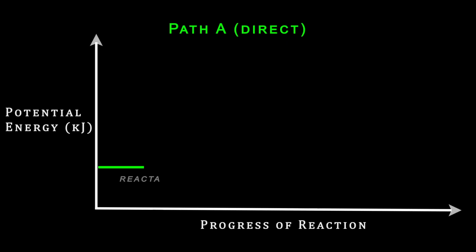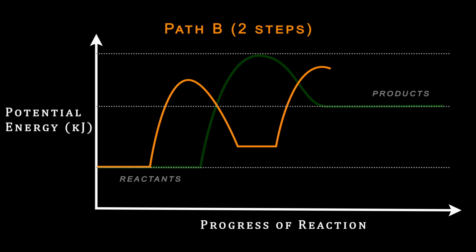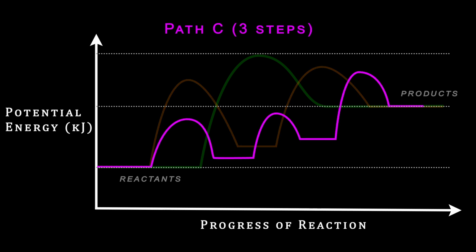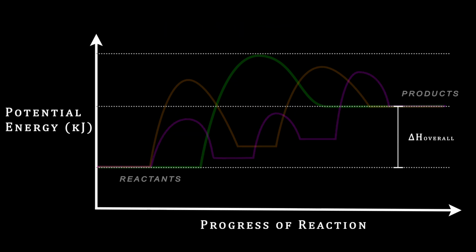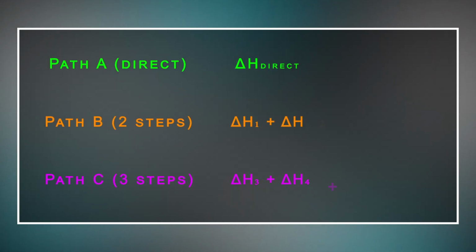First, Hess's law. Imagine 3 different paths. Path A is direct. Path B has 2 steps. And path C has 3 steps. No matter which path you take, the overall delta H is the same. This is why enthalpy is a state function. So basically, you just sum up the enthalpy changes of each step to get the overall enthalpy of the reaction.